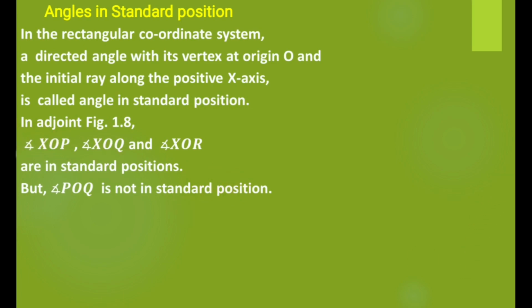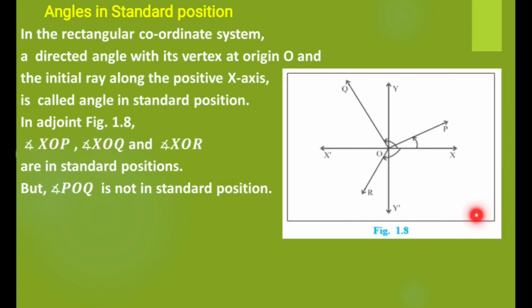See the figure. With the help of the figure you will get the idea. So here we consider angle XOP. Here the initial arm is OX, which is on the positive x-axis. So this is standard position. So we call it an angle in standard position. So this angle XOP is in standard position. Then XOQ. See here, XOQ, this XOQ we mark here.